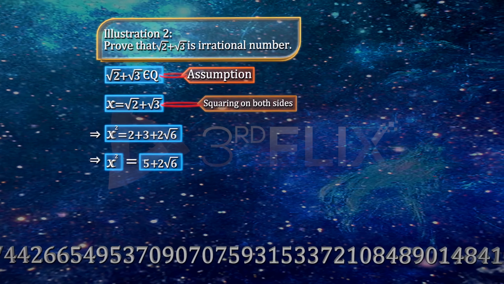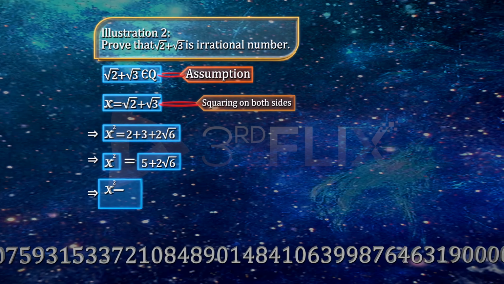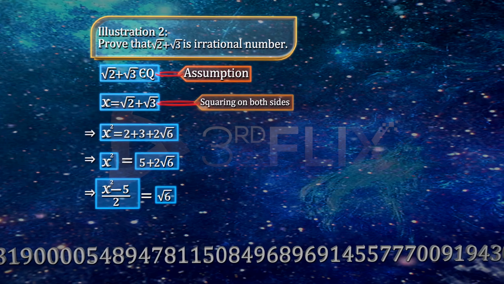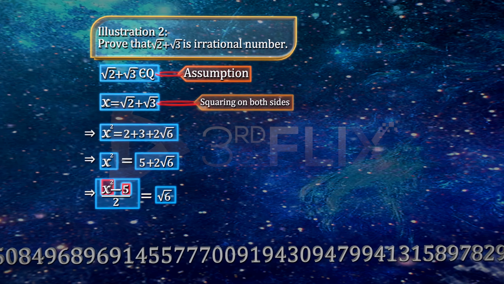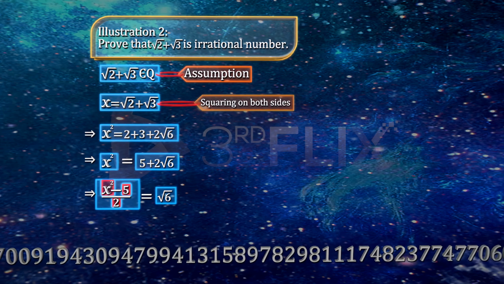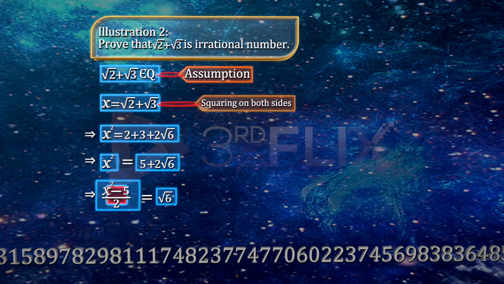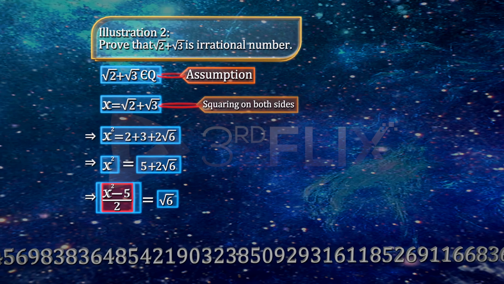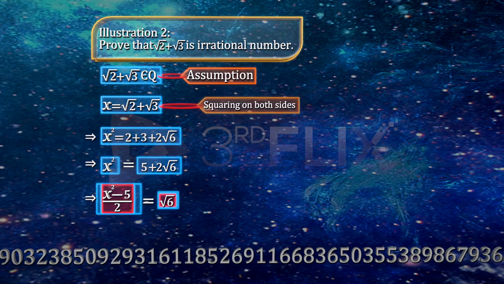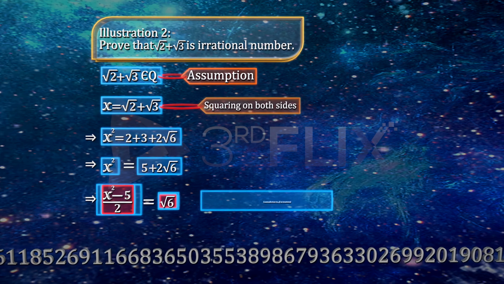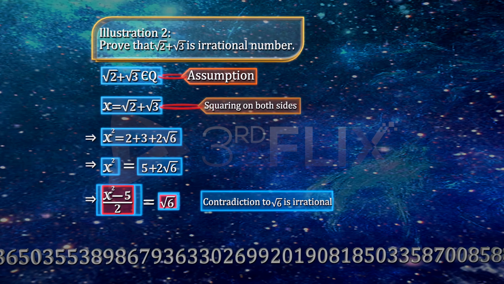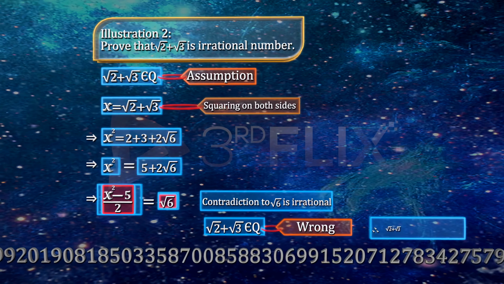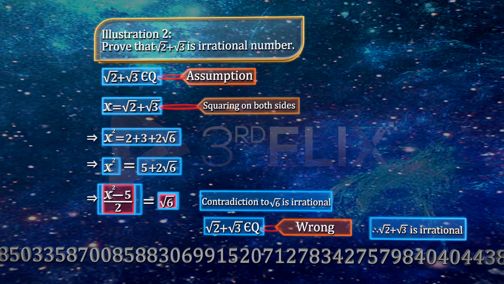By rearranging the terms, we get x square minus 5 whole by 2 is equal to root 6. Here we observe that x square, 5, 2 are rational numbers. So, x square minus 5 whole by 2 is a rational number. Implies root 6 is a rational number, which is a contradiction of the fact that root 6 is an irrational number. So, our assumption is wrong. Therefore, root 2 plus root 3 is irrational number.